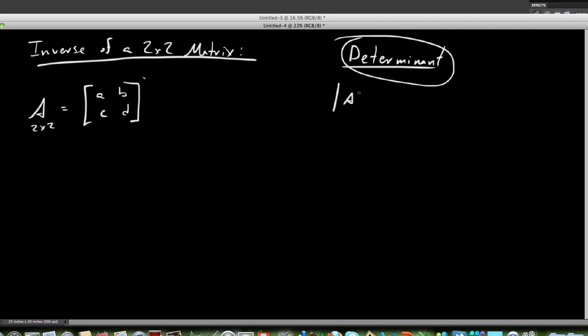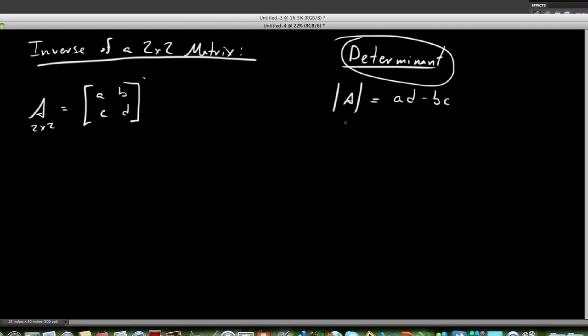It's almost like magnitude when you talk about vectors. But the determinant of A is bar A, or absolute value bars is what it looks like. But we refer to it as ad minus bc. Okay, ad minus bc. So here's the thing about it. We talk about its determinant being ad minus bc.